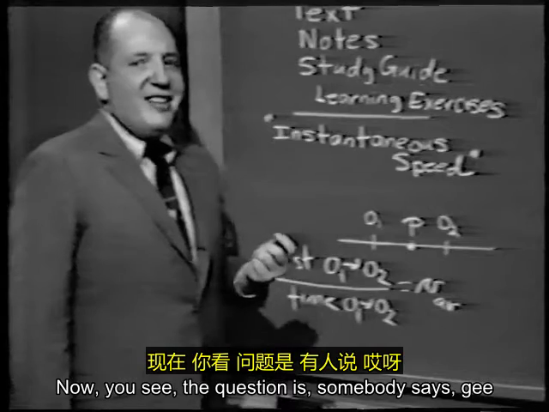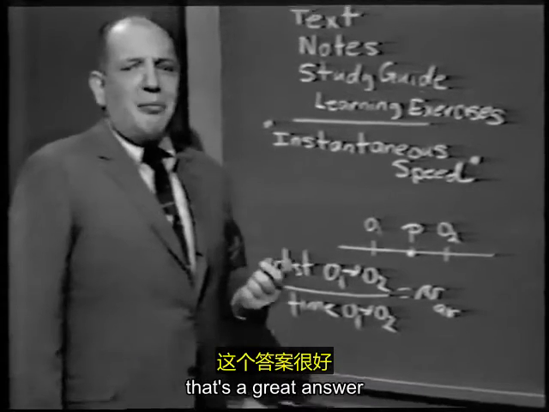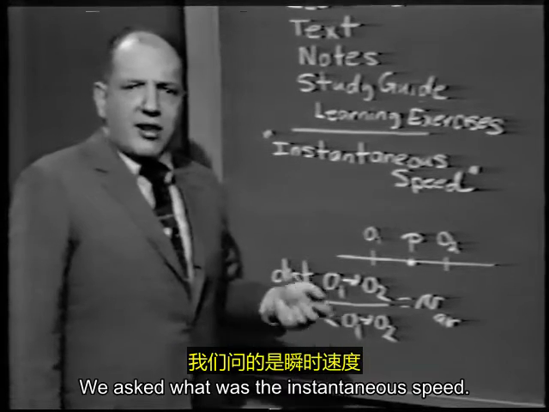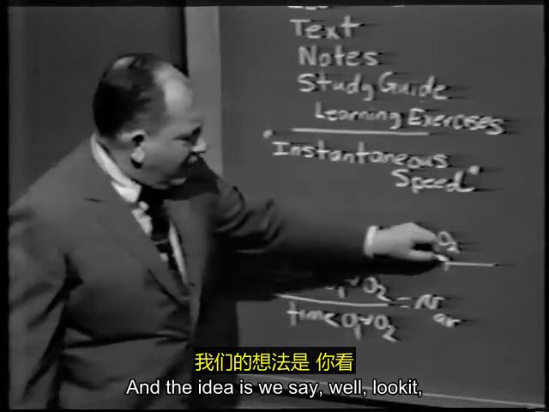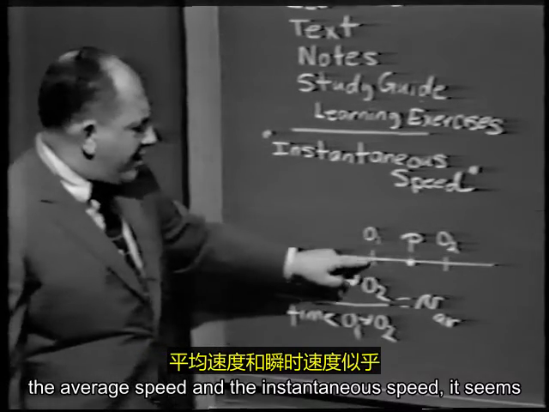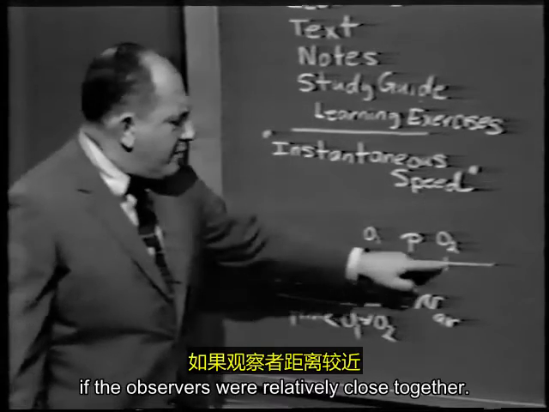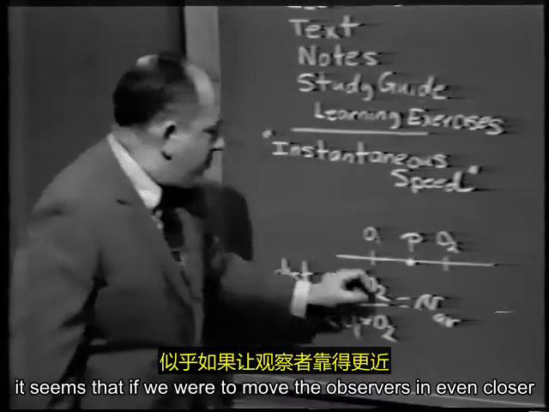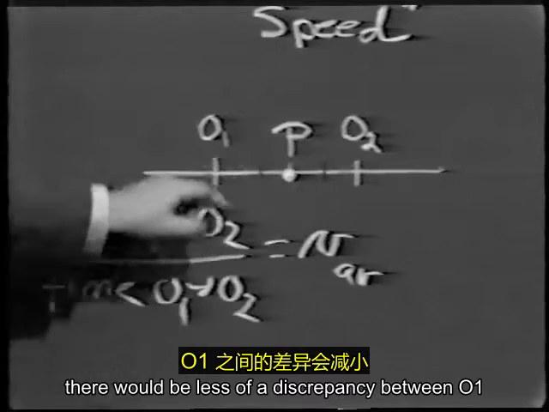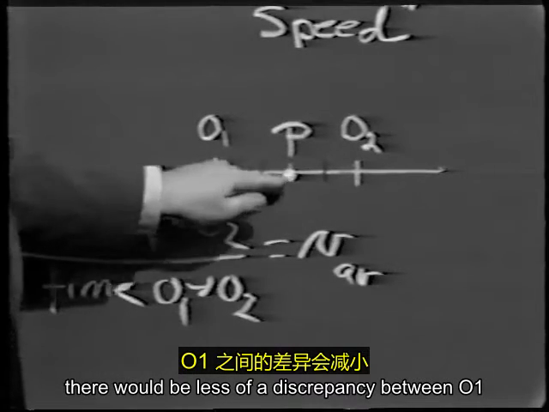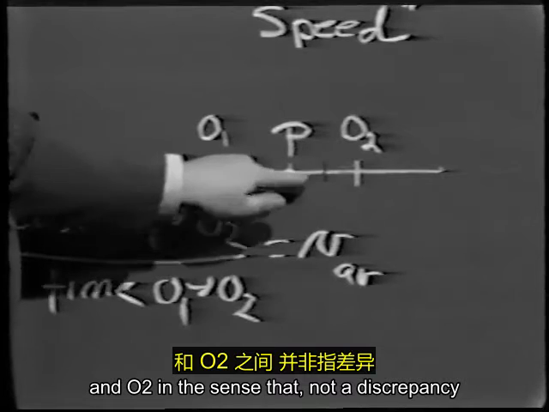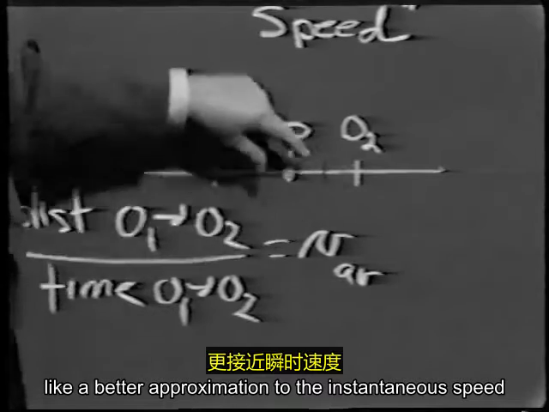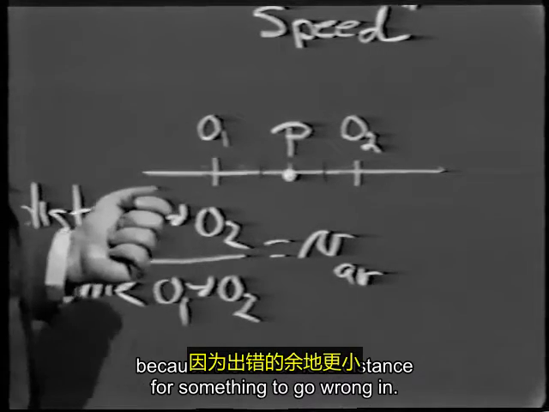Now, you see, the question is, somebody says, gee, that's a great answer, but it's the wrong problem. We didn't ask what was the average speed as we went from O1 to O2. We asked what was the instantaneous speed. And the idea is we say, well, look at the average speed and the instantaneous speed, it seems, should be pretty much the same if the observers were relatively close together. The next observation is, it seems that if we were to move the observers in even closer, there would be less of a discrepancy between O1 and O2, in the sense that the average speed would now seem like a better approximation to the instantaneous speed because there was less distance for something to go wrong in.